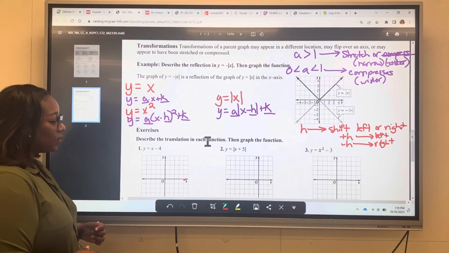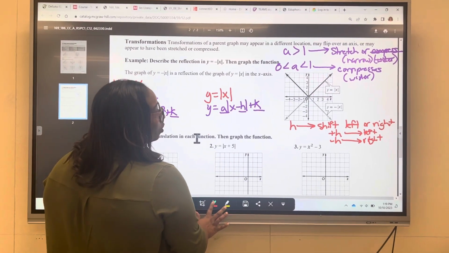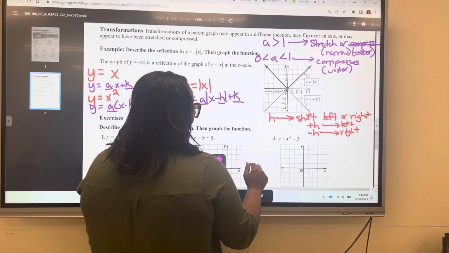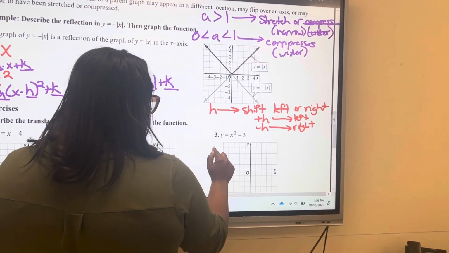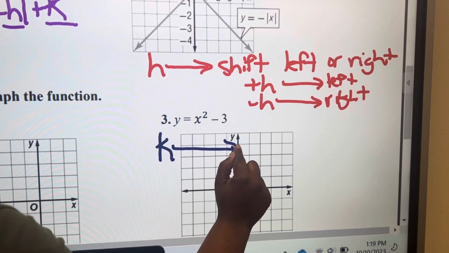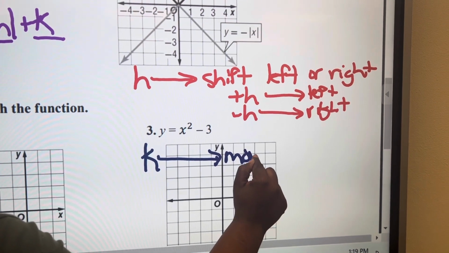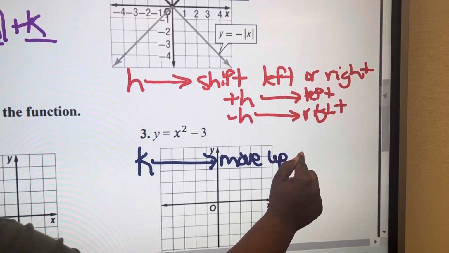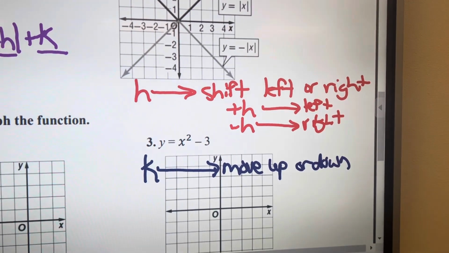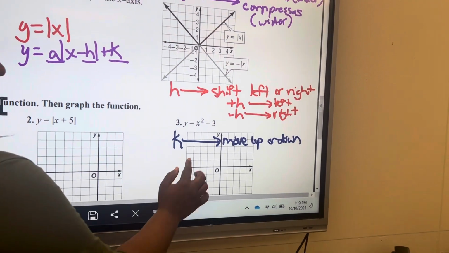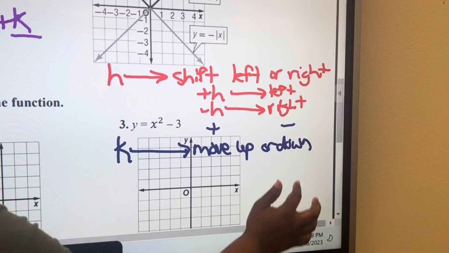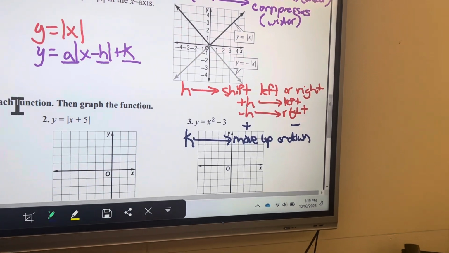All right, the last one is the easiest one to remember. We're going to look at our K value. And K, it is what it is. So K is going to move up or down. If K is positive, it's going to move up. And if it's negative, it's going to move down. That's what I meant by it is what it is.